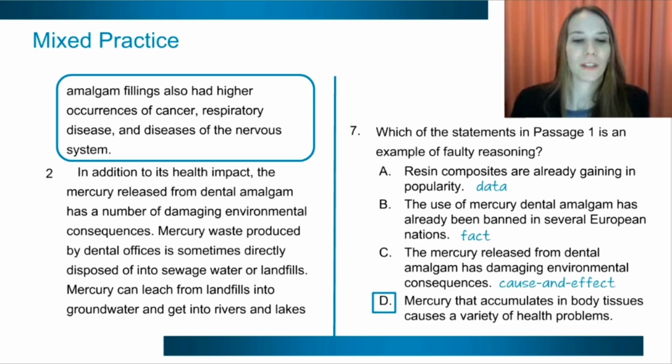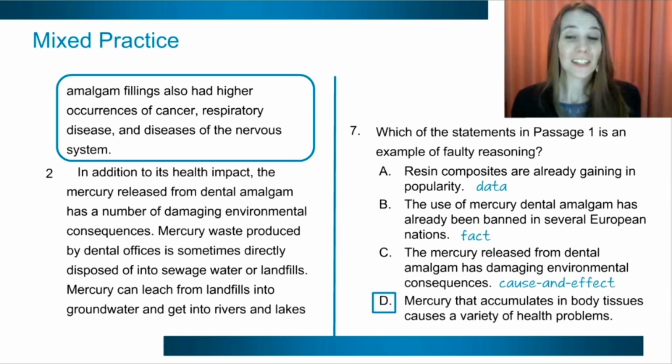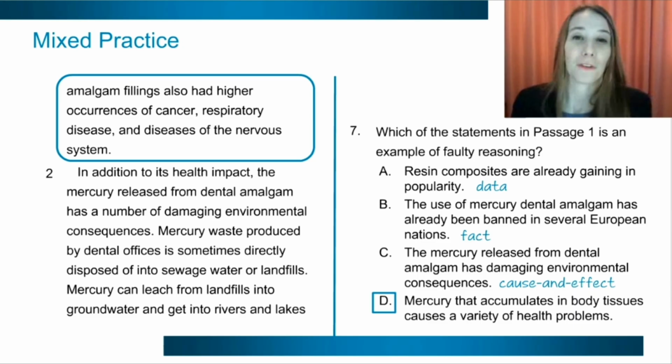This is a line of faulty reasoning. The author is correlating two potentially associated things, but something that's not been proven. There's no proof that links the mercury to these other health problems. The author is saying, well, these people have more fillings, those same people also have more health problems, I guess it must be the fillings that cause it, but there isn't any proof for that. So that's the line of faulty reasoning in passage number 1.